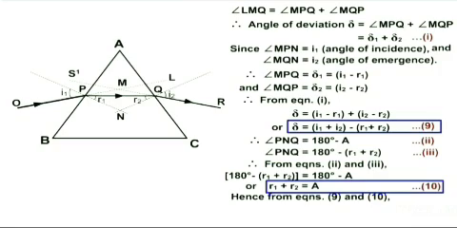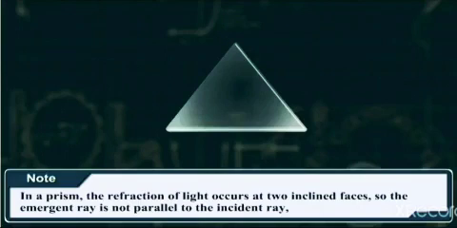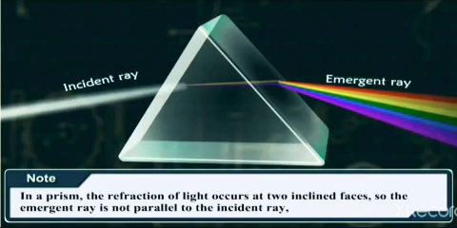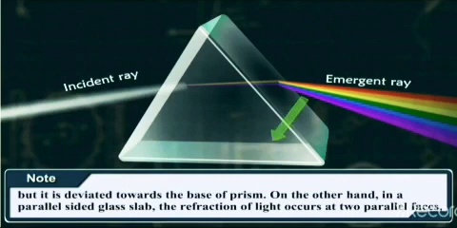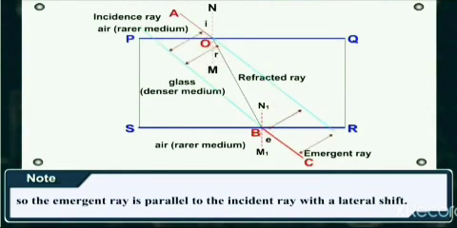Hence, from equations 9 and 10, delta is equal to I1 plus I2 minus A, or I1 plus I2 is equal to A plus delta. Let this be equation 11. Note: in a prism, the refraction of light occurs at two inclined faces. So the emergent ray is not parallel to the incident ray, but it is deviated towards the base of the prism. On the other hand, in a parallel-sided glass slab, the refraction of light occurs at two parallel faces. So the emergent ray is parallel to the incident ray with a lateral shift.